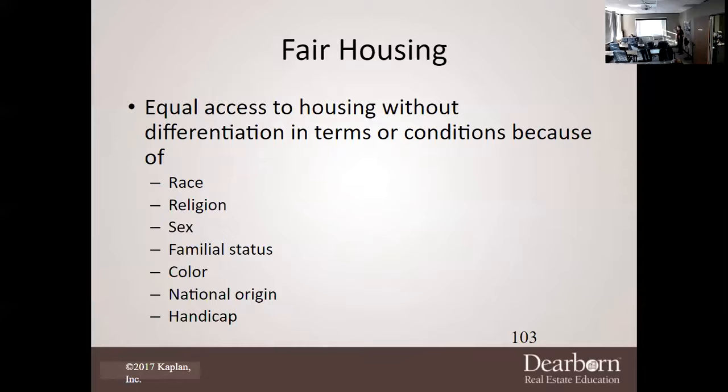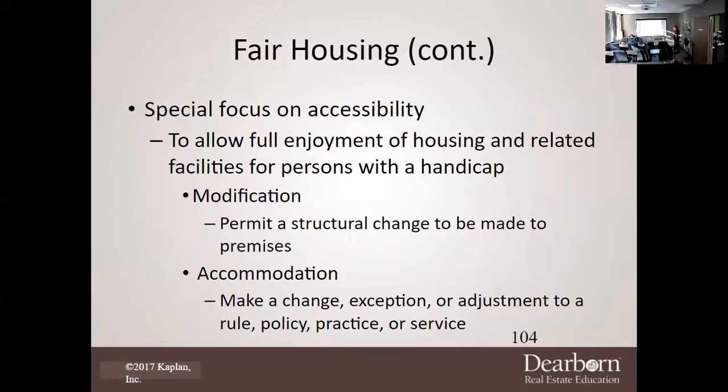It's equal access to fair housing without differentiation in terms or conditions because of race, religion, sex, familial status, color, national origin, or handicap. You cannot in these situations discriminate based upon any of these items that are listed. Okay? There's a special focus on accessibility. Remember, it's to allow full enjoyment, keyword there, full enjoyment of housing and related facilities for persons with handicap.